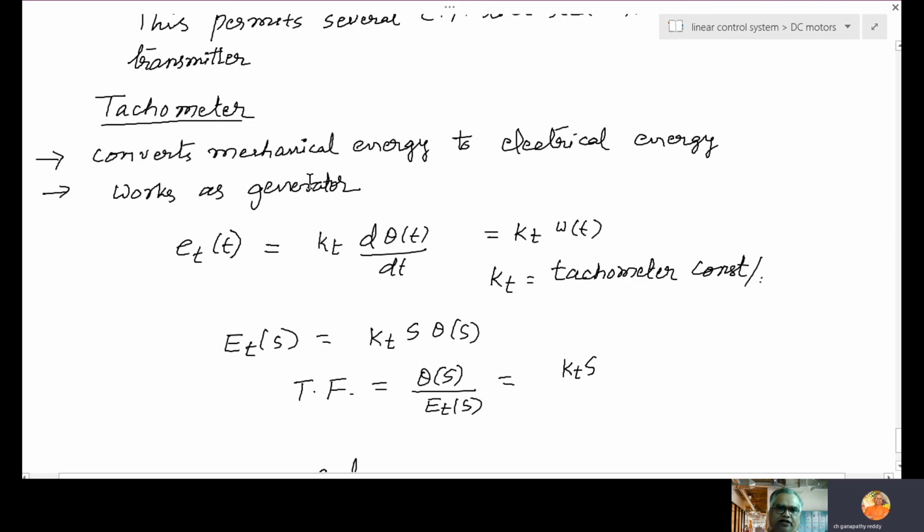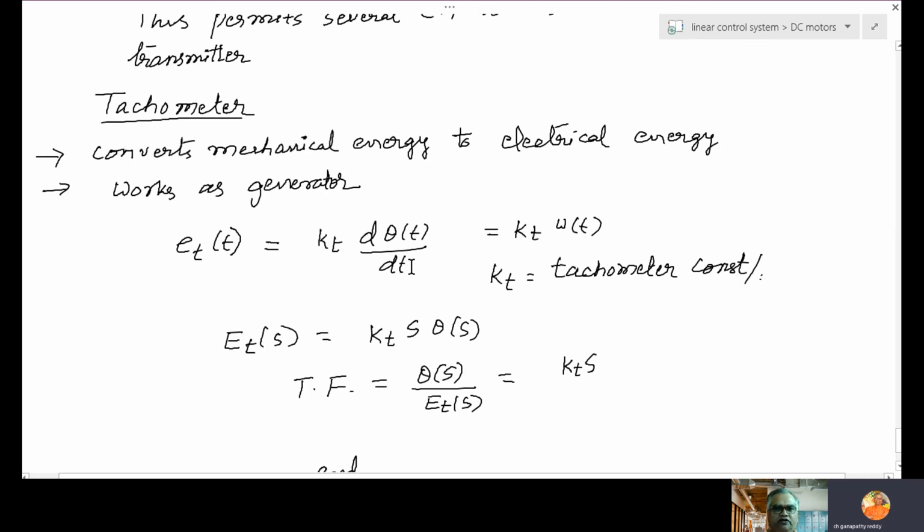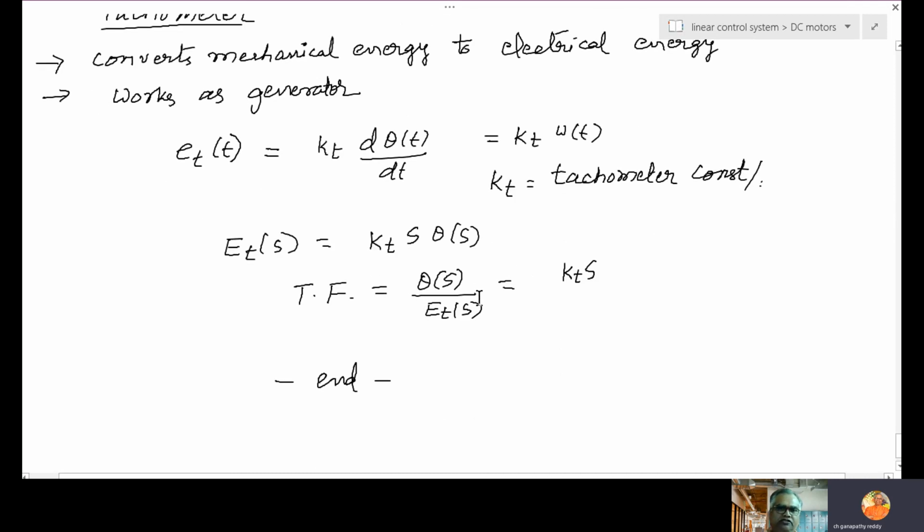It works like a generator. So the electrical signal is based on d theta by dt, where theta is the angular displacement. So accordingly the electrical signal is e(t) equals Kt omega(t), where Kt is the tachometer constant. Apply the Laplace transform and take the ratio. So output is theta(s), input is Et(s), Kt into s. This is the simple transfer function. So its working principle, electrical equation, and transfer function.